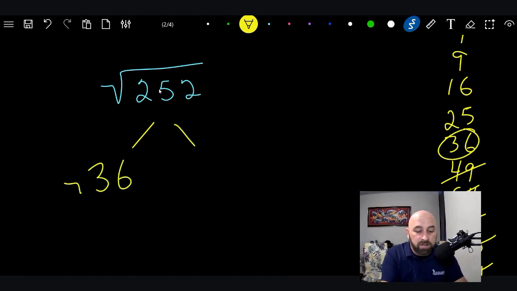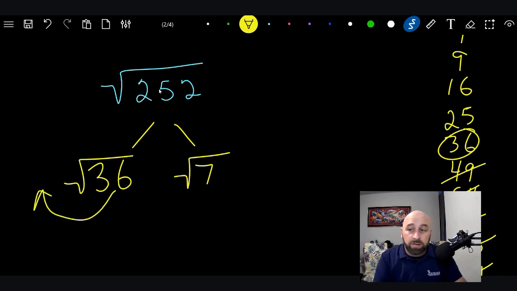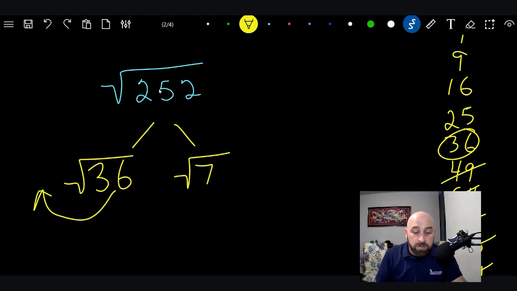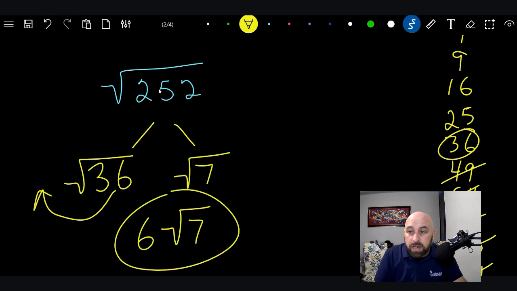Don't forget, it's the square root of 36 that we're using. And what did we get when we divided it out? We got 7. Okay? Now what can we do? We can solve out the 36. What is the square root? Why did we use this? Because they have perfect roots. That's why we use those numbers. What is the perfect root of 36? It's 6. Square root of 7, that would be your answer.